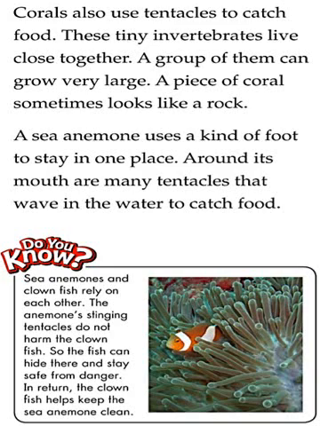Corals also use tentacles to catch food. These tiny invertebrates live close together. A group of them can grow very large. A piece of coral sometimes looks like a rock. A sea anemone uses a kind of foot to stay in one place. Around its mouth are many tentacles that wave in the water to catch food.